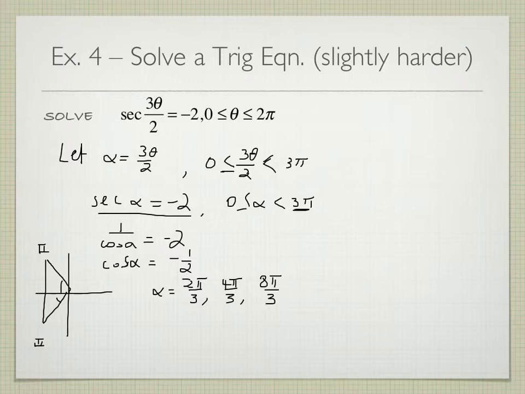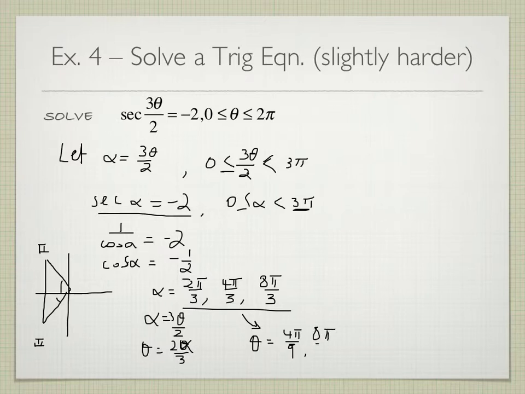We want to change it back to in terms of theta. So to get alpha in terms of theta, because we have 3 theta over 2, we want to get theta in terms of alpha, so theta is 2/3 of alpha. We have to multiply all these values by 2/3. And so let's write that over here. Theta becomes 4 pi over 9. 4 pi over 3 times 2/3 is 8 pi over 9. And 16 pi over 9. So these are my values for this problem. These are the values of theta that will make this statement true.